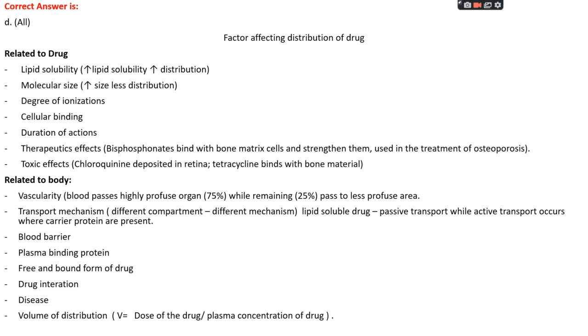The higher the size of the drug, the less the distribution of the drug. Degree of ionization: we all know that the unionized form is absorbed, while the ionized form is rapidly distributed. And cellular binding: some drugs bind to certain cells.